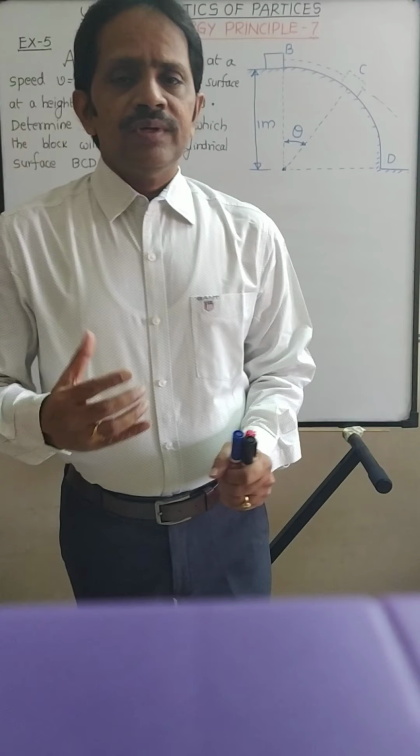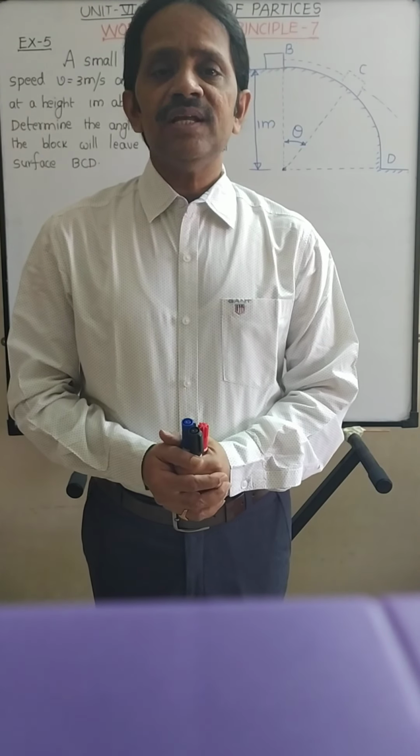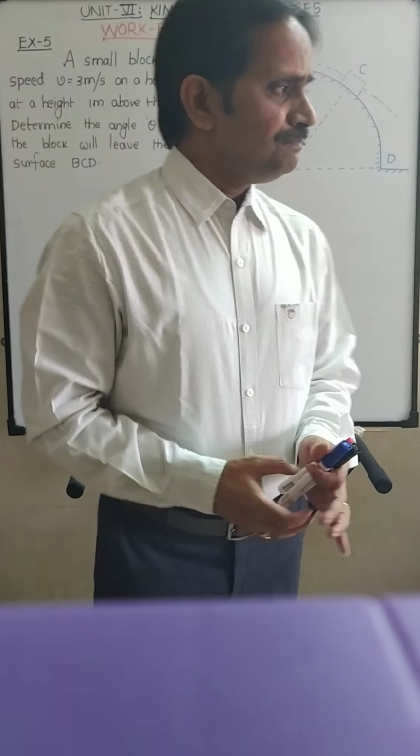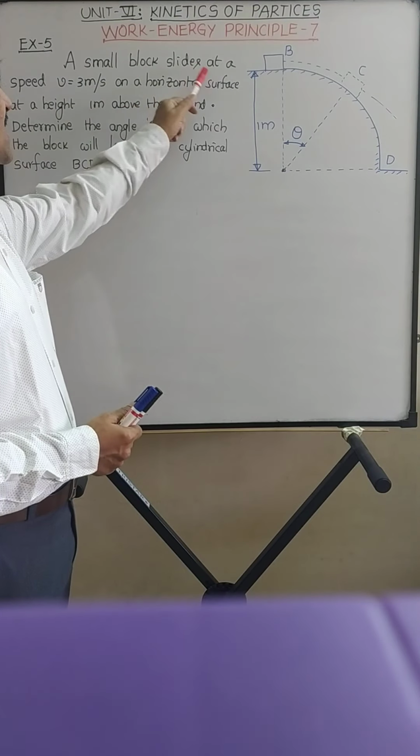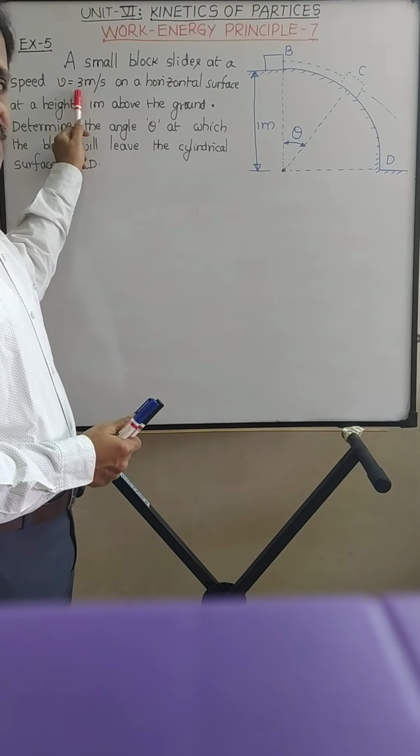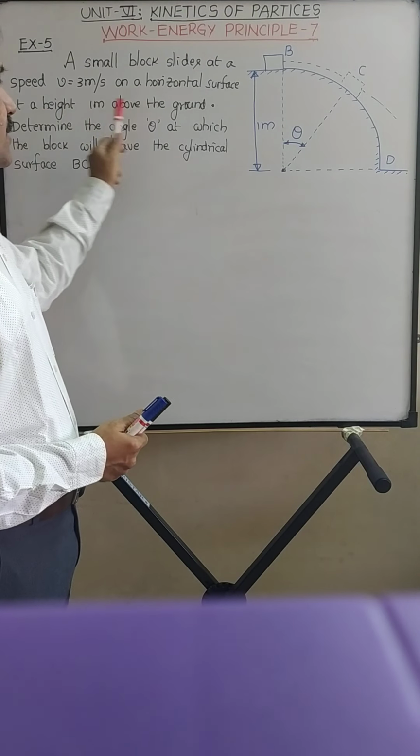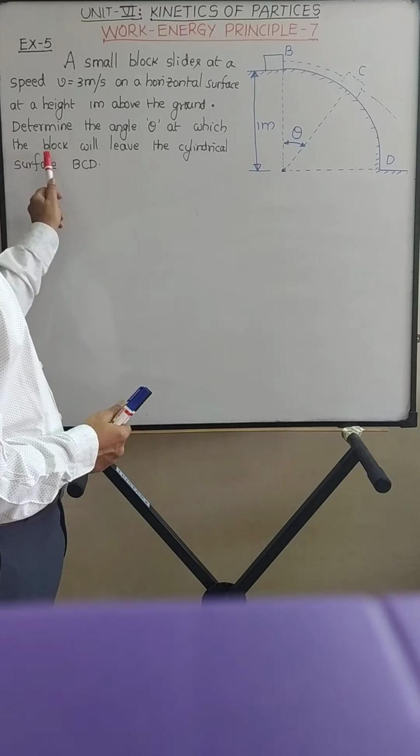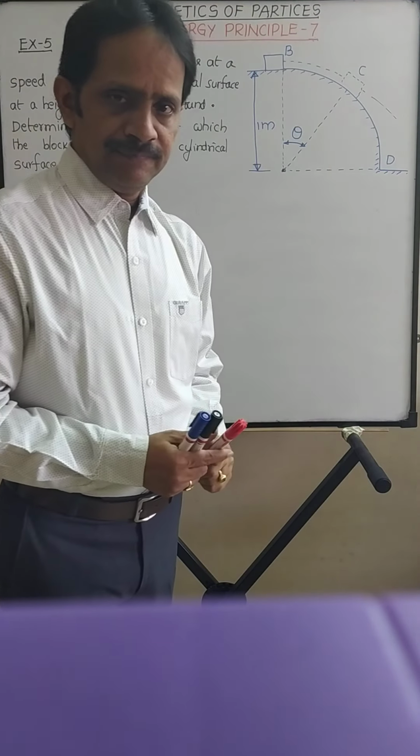Hello students. So in this video we are going to solve some more numerical examples on the work energy principle. In the statement, a small block slides at a speed v equal to 3 meters per second on a horizontal surface at a height 1 meter above the ground. Determine the angle theta at which the block will leave the cylindrical surface BCD.